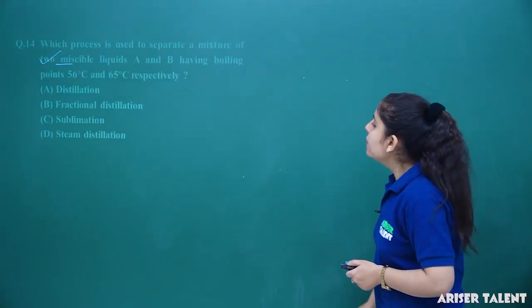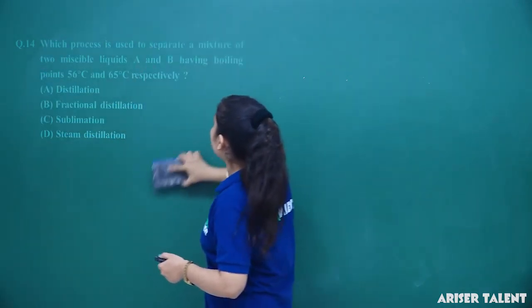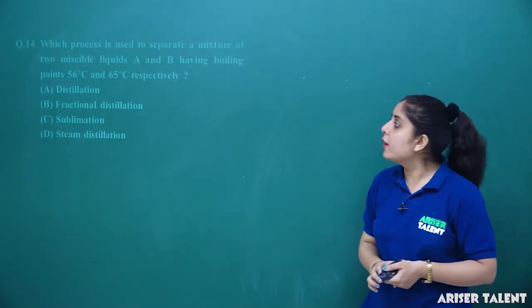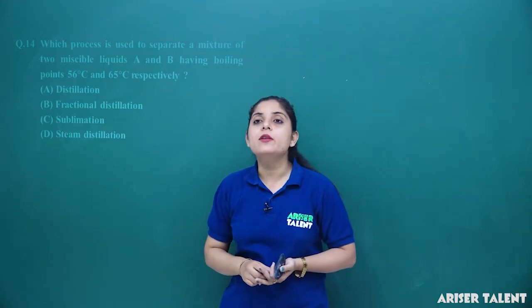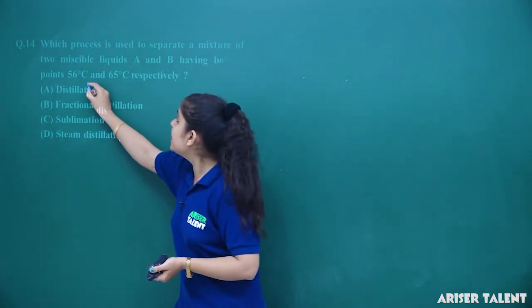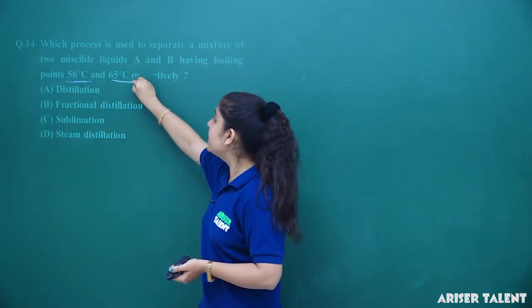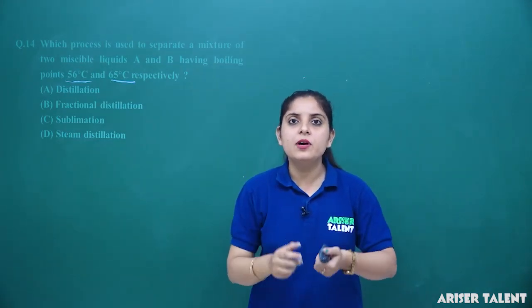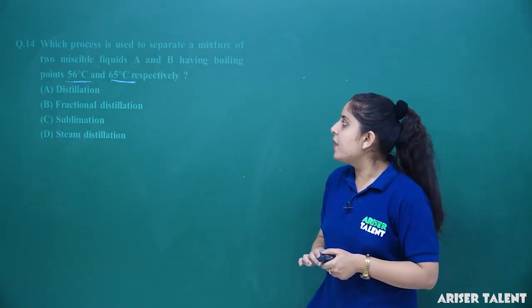Question number 14. Which process will you use to separate a mixture of two miscible liquids A and B having the boiling points 56 and 65 degrees Celsius? So you can find that there is a difference in the boiling point of the liquids, one is at 56 degrees Celsius and another one is at 65 degrees Celsius. So can you tell me which method will you prefer to separate these liquids? You can think a moment, then I will answer you.